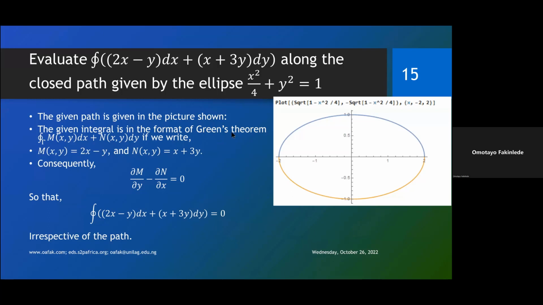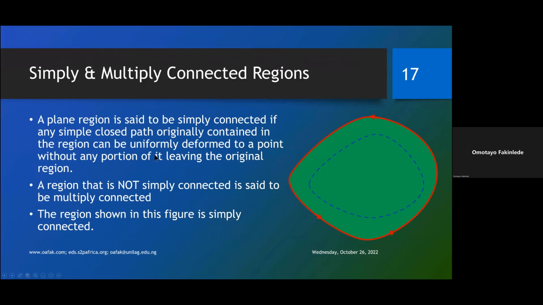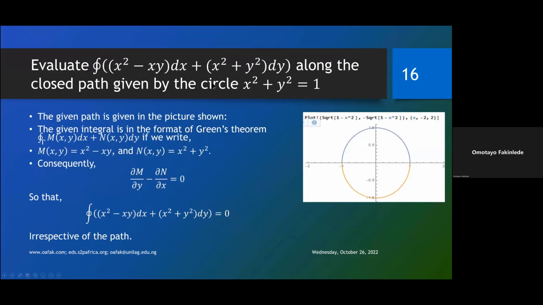Okay, so we've got that. The answer there is 0. The next one is about integrating along the circle. This quantity gives you 0, and you get the answer to be 0. Don't think that every time it will be 0. It just turns out in this particular case that the answer is 0.